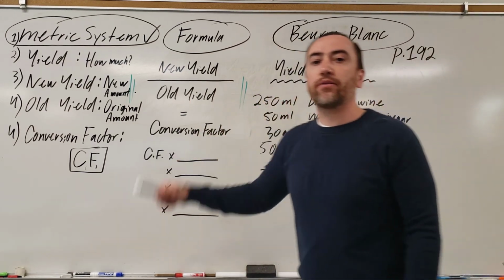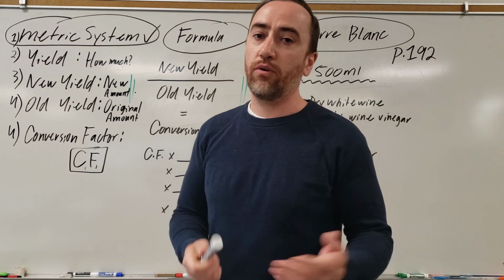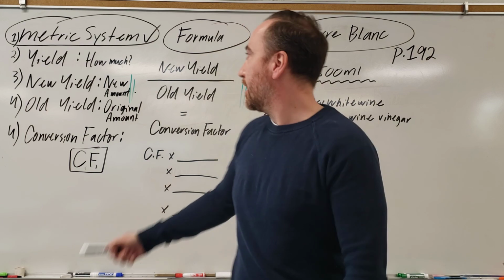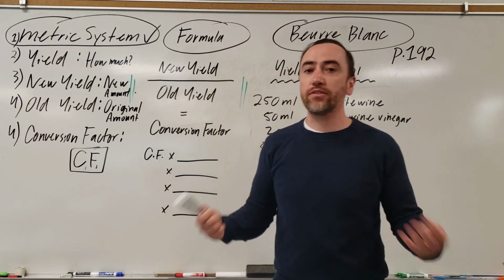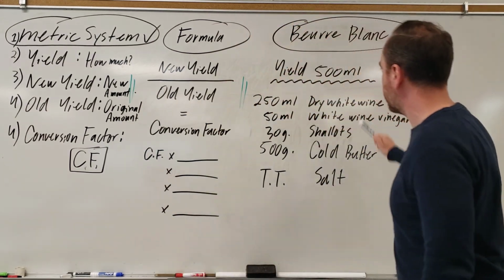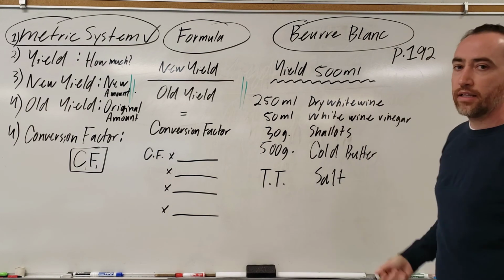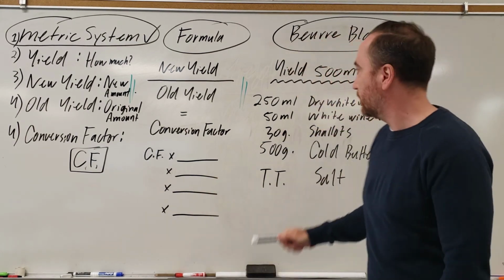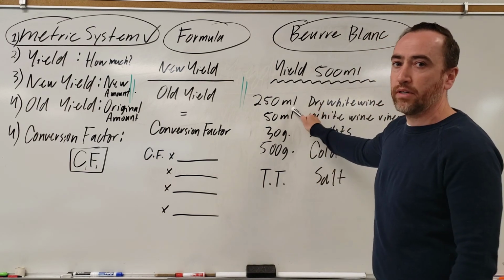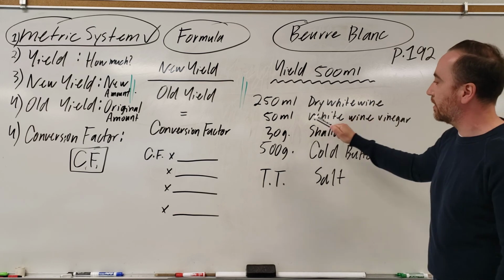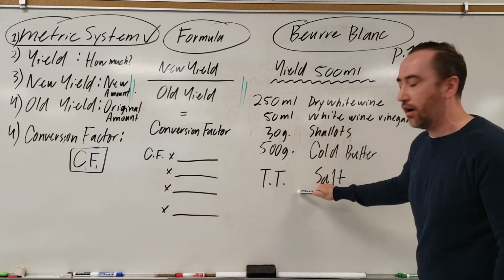At the very top of the recipe, you're going to see the yield. What does the yield mean? Come on, guys, remember? It means how much, right? How much is the recipe going to yield? In this case, it yields 500 milliliters. Let's go down the list of ingredients. You need 250 milliliters of dry white wine, 50 milliliters white wine vinegar, and on and on and on.